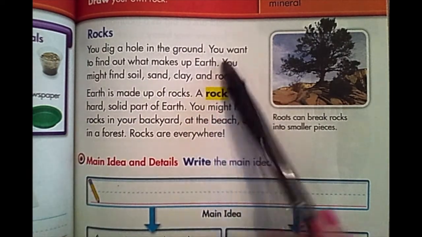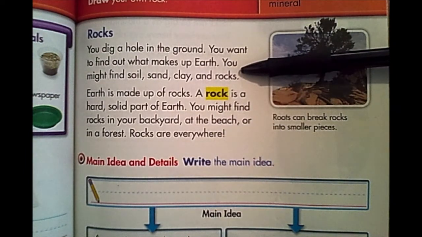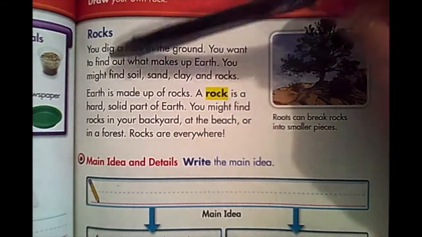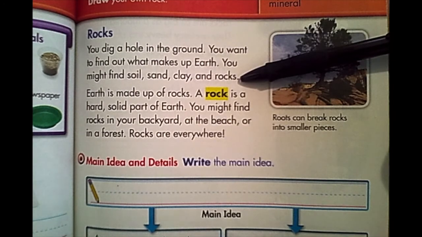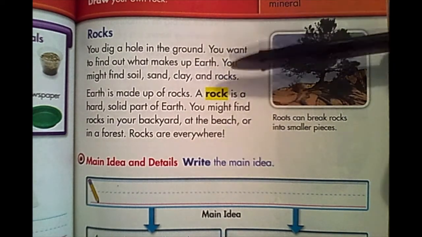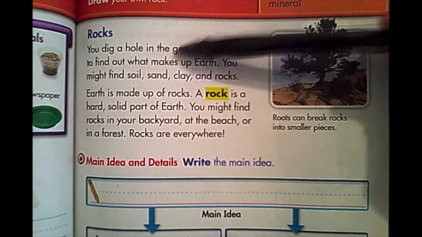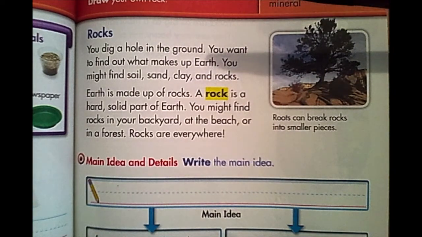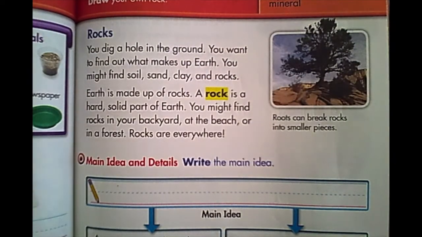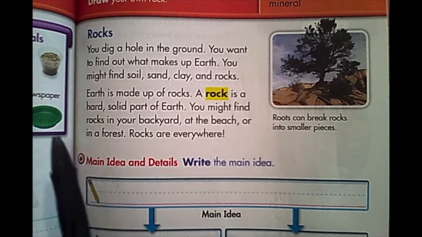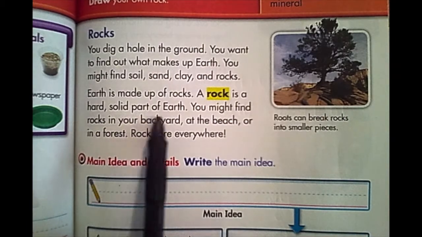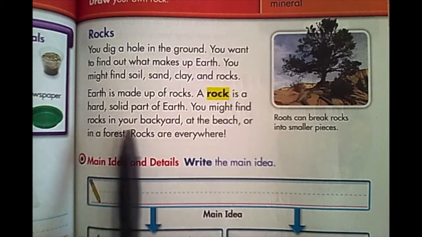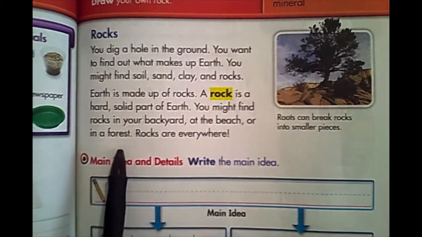Do you remember in our last lesson, we did the mixing of the dirt, and there are different types of things in soil that make up sand, clay, rocks, and soil. All of that was mixed in with our sample that we mixed, and that's why there were layers. The earth is made up of rocks. A rock is a hard, solid part of the earth. You might find rocks in your backyard, at the beach, or in a forest.